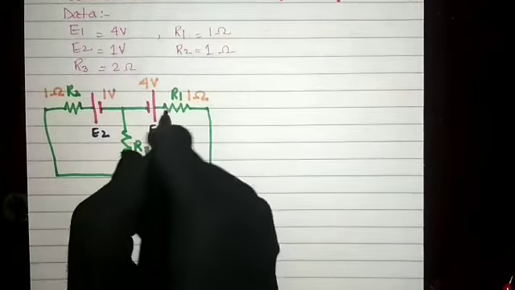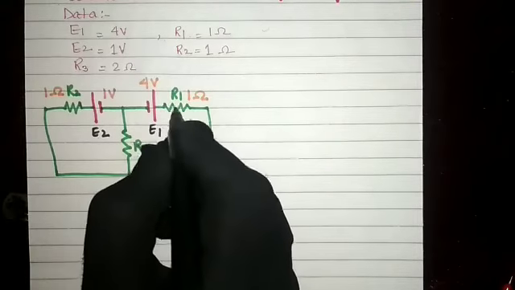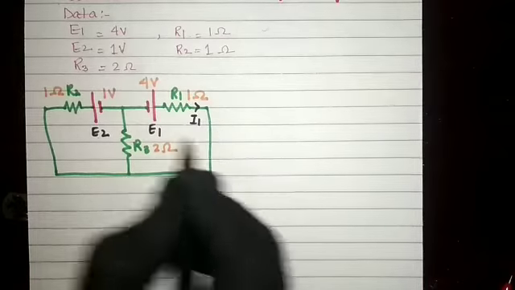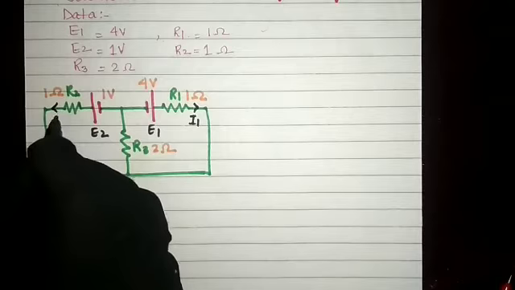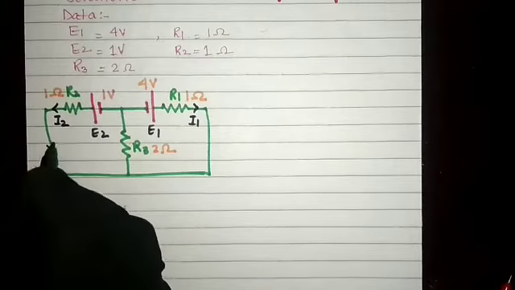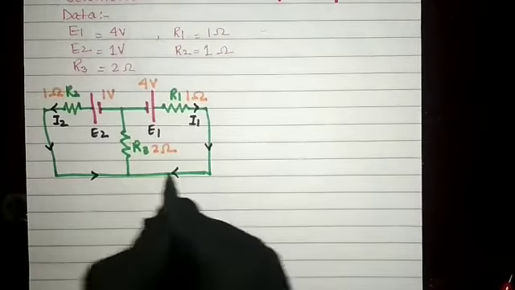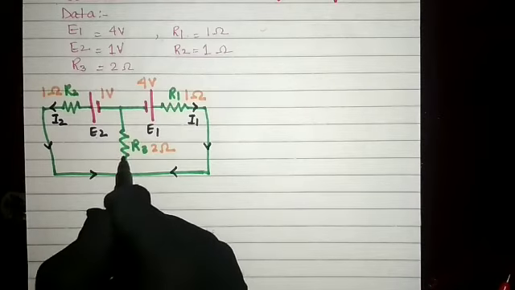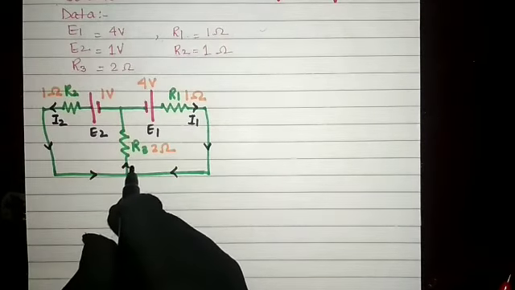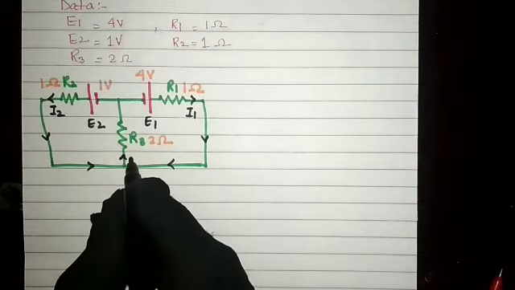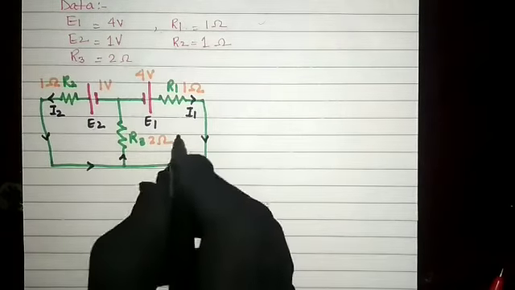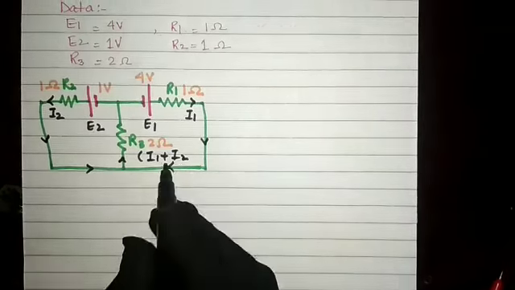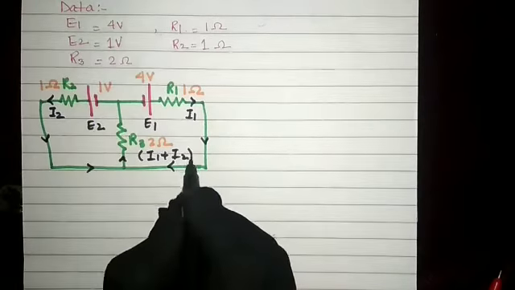the current across the battery E1, the current across the resistor R1, will be considered as I1. Similarly, the current across R2 is considered as I2. So I2, I1, then they both will join together and flow across R3. So the current across R3 will be nothing but I1 plus I2.